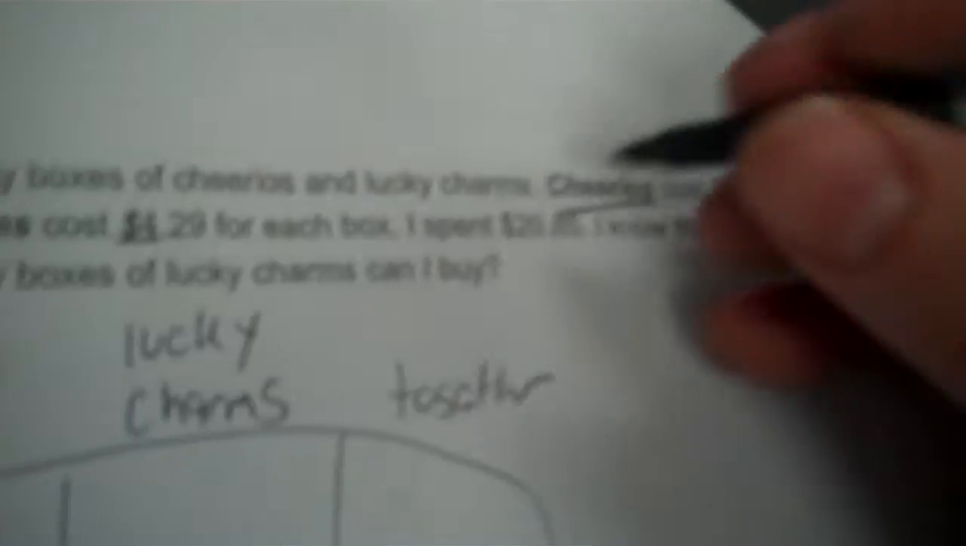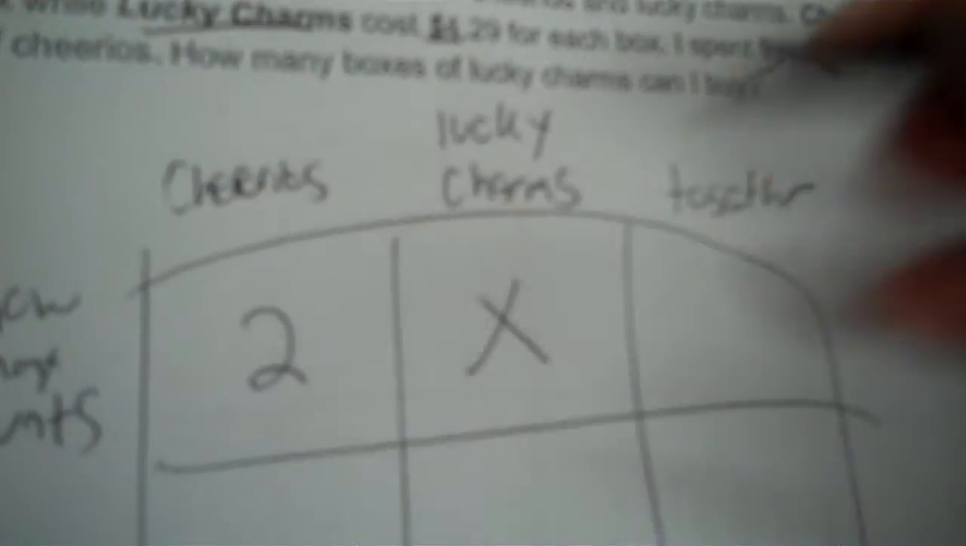Okay, now $20.85 is the total cost together. We know that. Find me a number that's not money. You see two boxes of Cheerios. We don't know how many boxes of Lucky Charms because that's the answer to the problem. Cross out the 2. Now what I have left is my money per unit. For Cheerios, the $3.99, and then the Lucky Charms is $4.29.